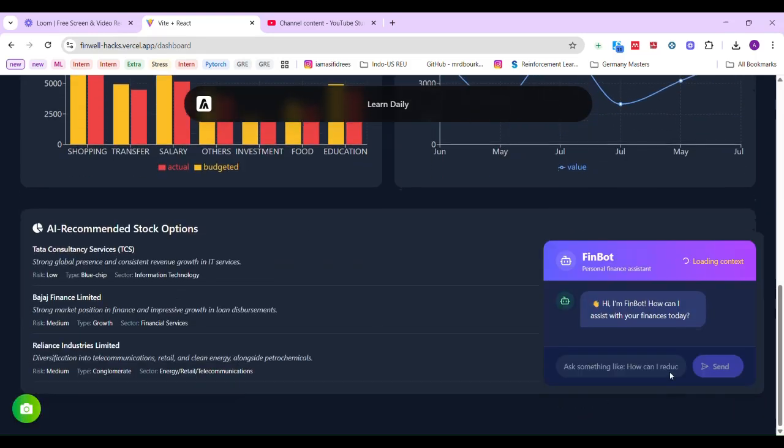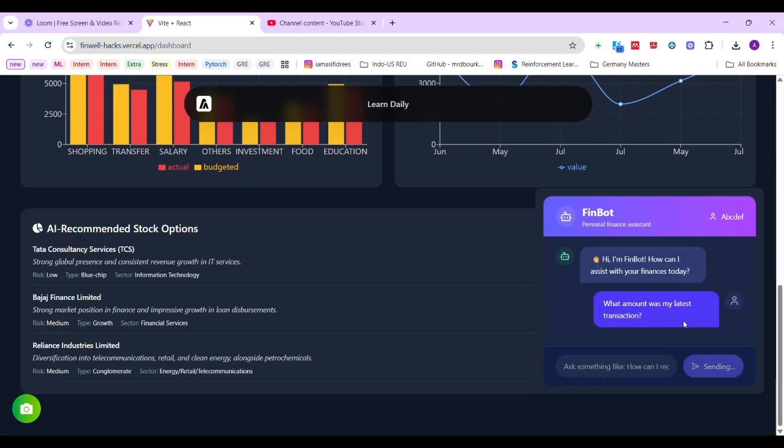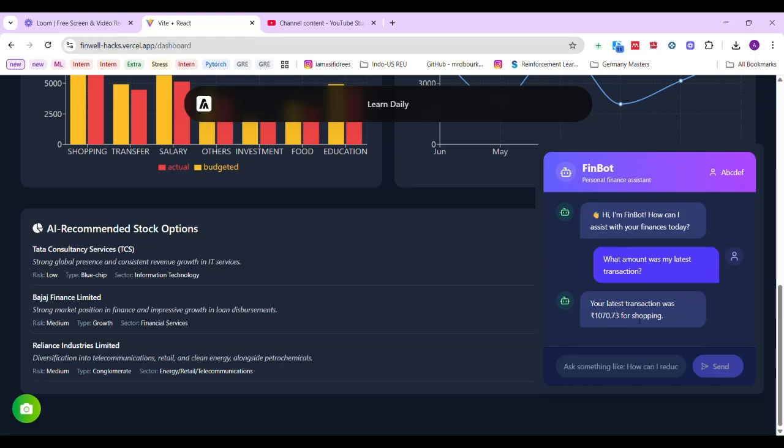The next feature that we have is a Finbot feature. This is a chatbot. Each chatbot is specifically integrated for that user. The entire data of the user is sent to the chatbot for it to understand. For example, we can ask it, what was my latest transaction? What amount was my latest transaction? I can enter it. Okay, see, so it was for shopping.